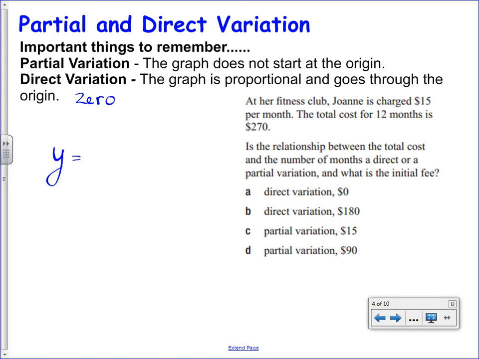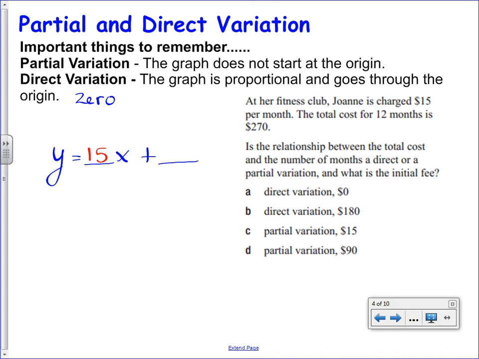So I'm going to write my equation out here. Y equals mx plus b. What number can I fill in right away, Andrew? Yeah, where am I going to put the 15? Yeah, 15 is my m.